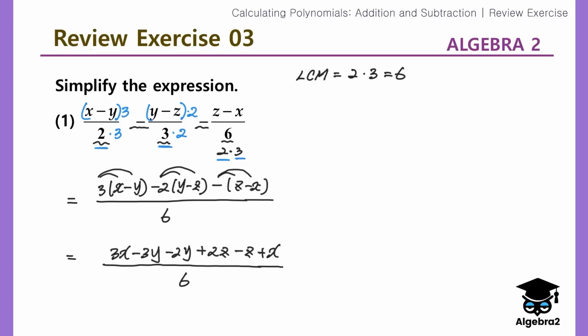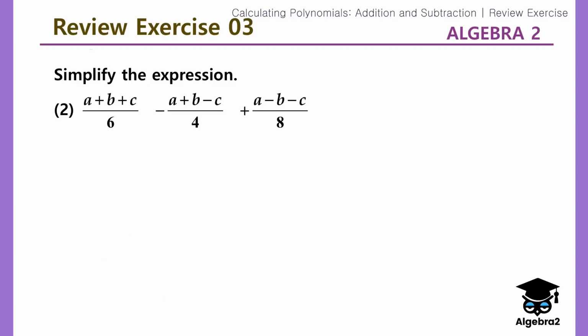Over 6. So that is equal to, we have x term 3x plus x. 3 plus 1, that's 4x. Y, minus 3y minus 2y. Minus 3 minus 2, that's minus 5y. Z, 2z minus z. 2 minus 1, that's plus 1. So plus z over 6.